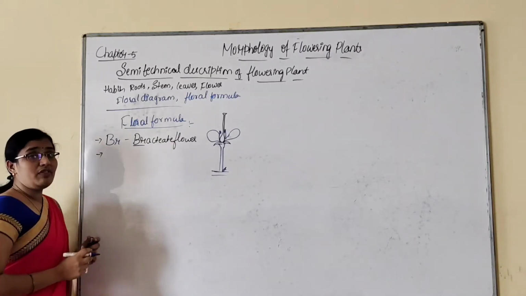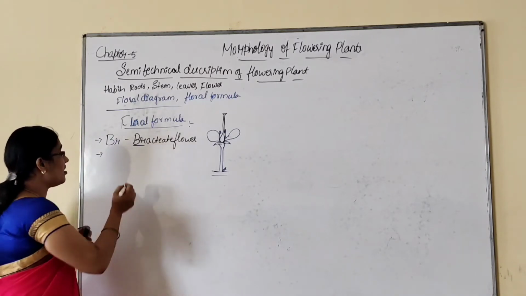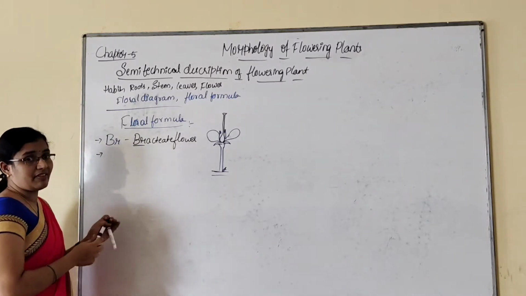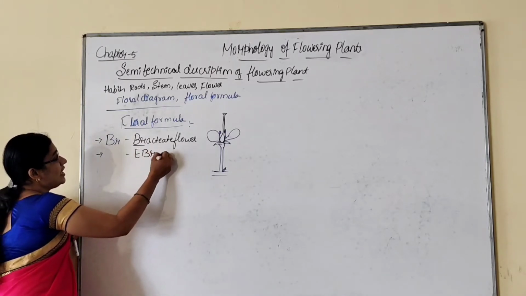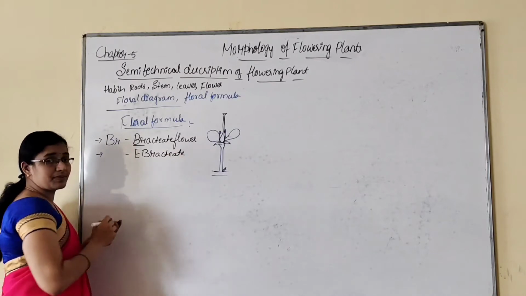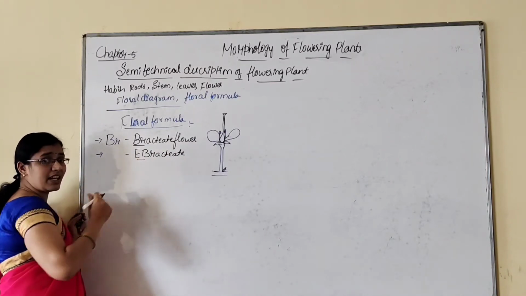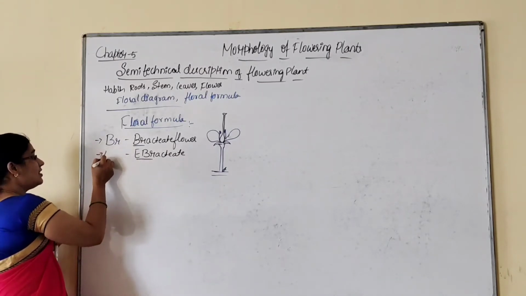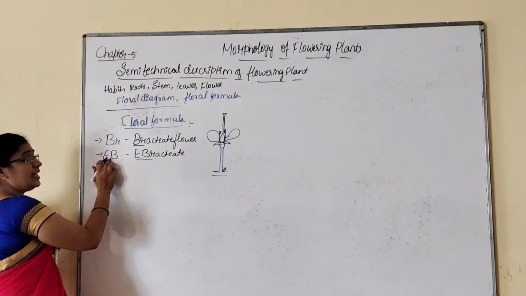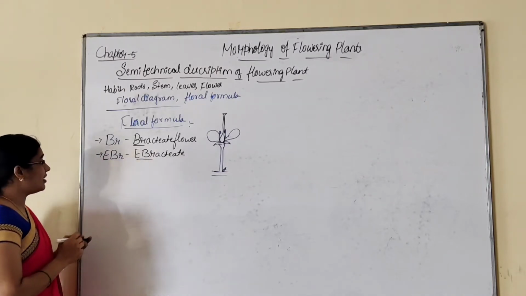And what do we call the flower which does not have bracts? That is called ebracteate flower. So the flower without bracts is called ebracteate flower. So here we take the starting letters. That means capital E, capital B, small r represents ebracteate flower.